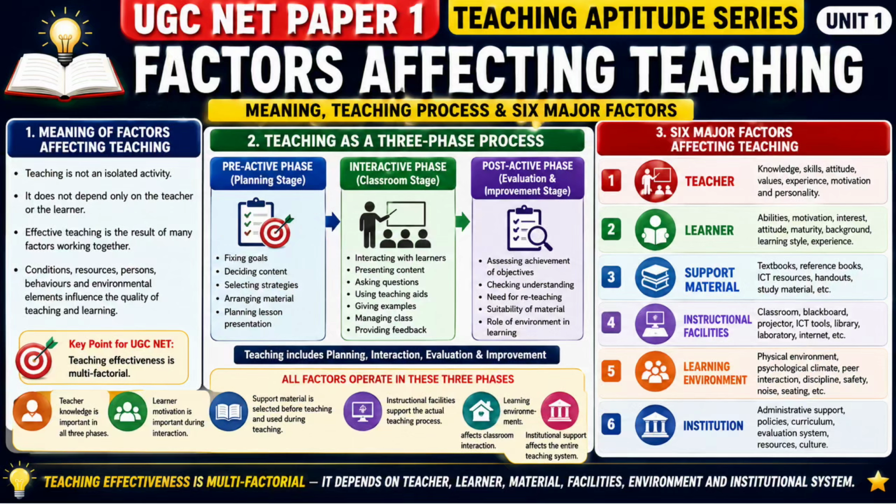A clear teacher begins by saying, "Today we will study 6 factors affecting teaching. First teacher, second learner, third support material, fourth instructional facilities, fifth learning environment, and sixth institution." This gives structure to the learner's mind. At the end, the teacher summarizes, "So, teacher gives direction, learner gives response, material gives support, facilities give infrastructure, environment gives atmosphere, and institution gives system." This clarity makes learning easier.